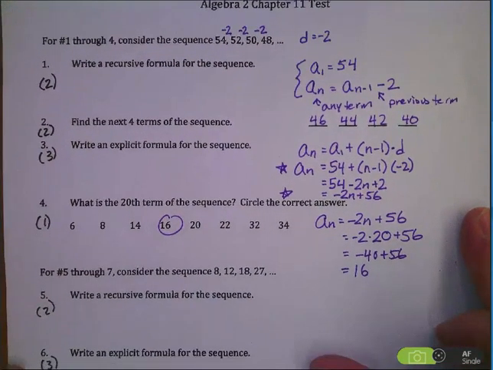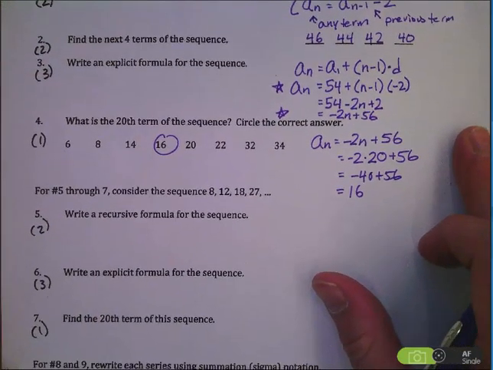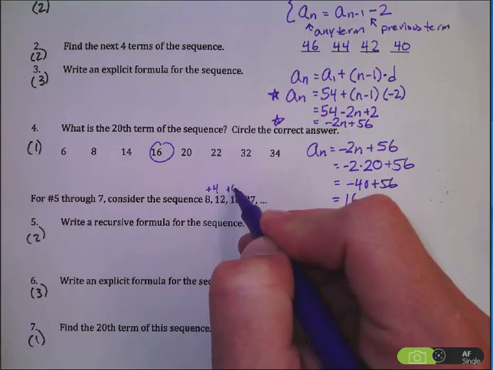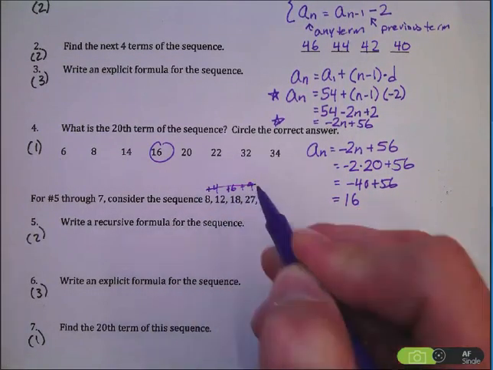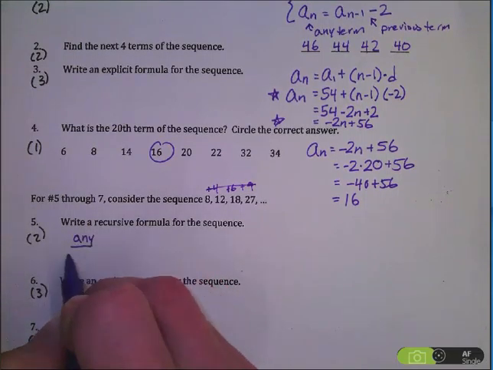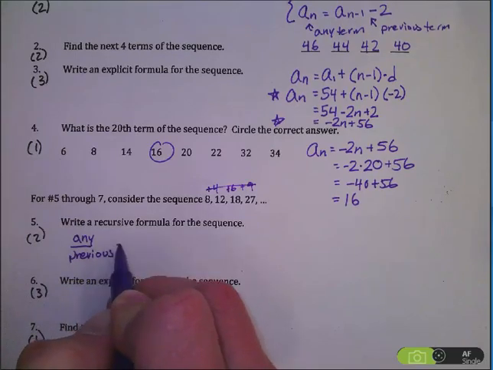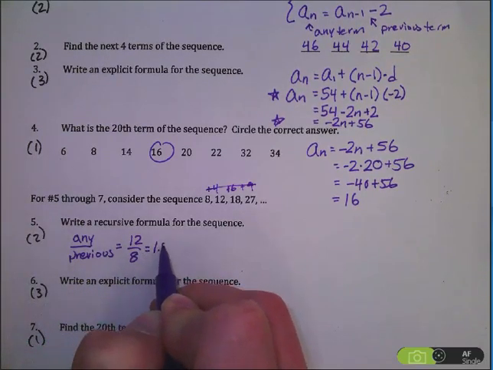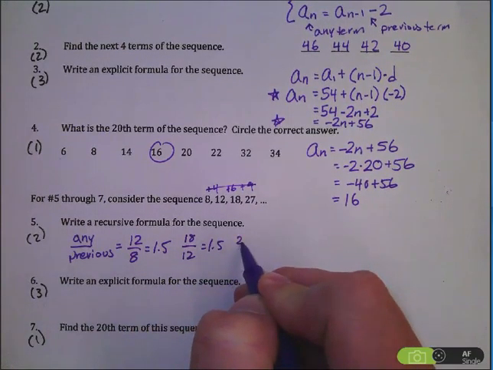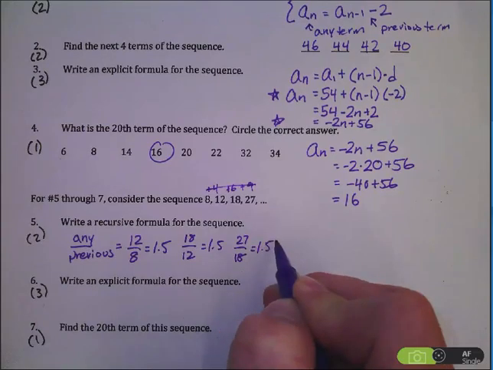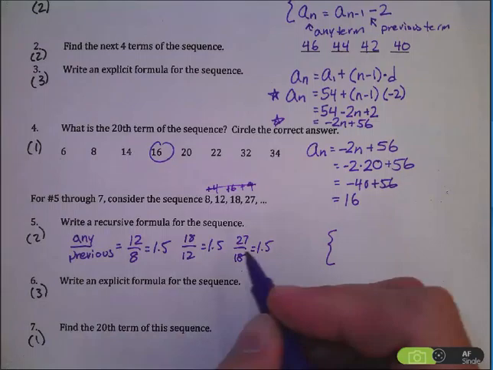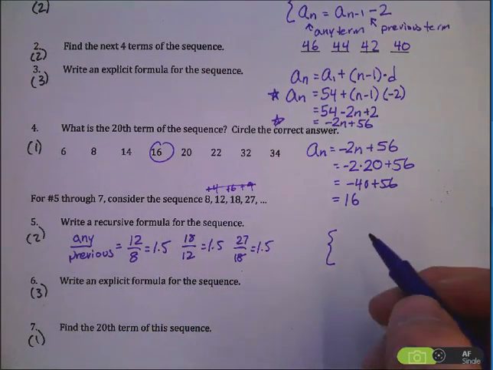On problems 5 through 7, consider the sequence 8, 12, 18, 27. It's pretty clear this is not an arithmetic sequence because these numbers go up by 4 and then 6 and then 9. To see if it's a geometric sequence, you can take any term and divide it by the previous term. So if you take 12 and divide it by 8, you get 1.5. That's your constant ratio. That works if you do 18 divided by 12 or 27 divided by 18. So we know that this is a geometric sequence because we're going up by a multiplication factor of 1.5.